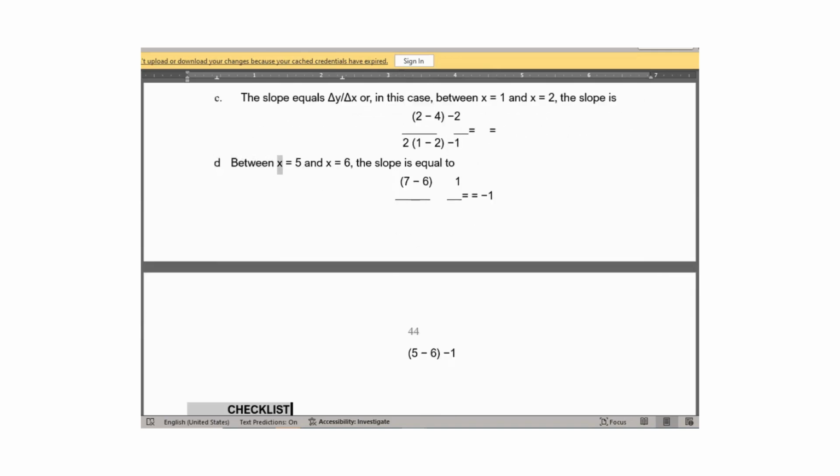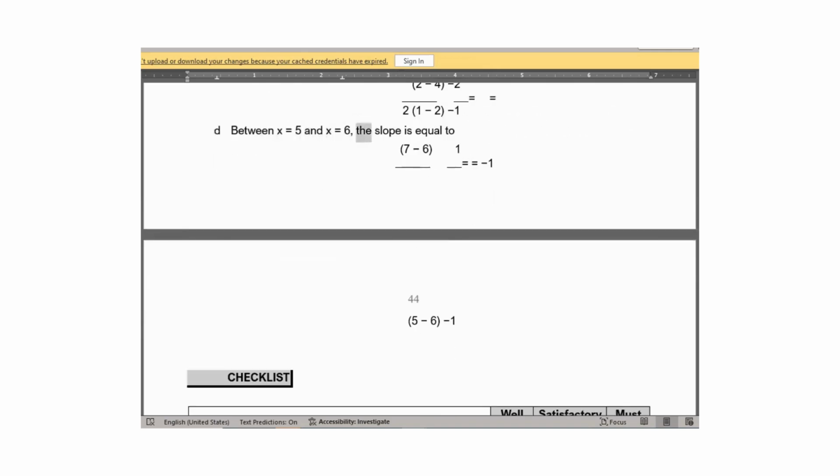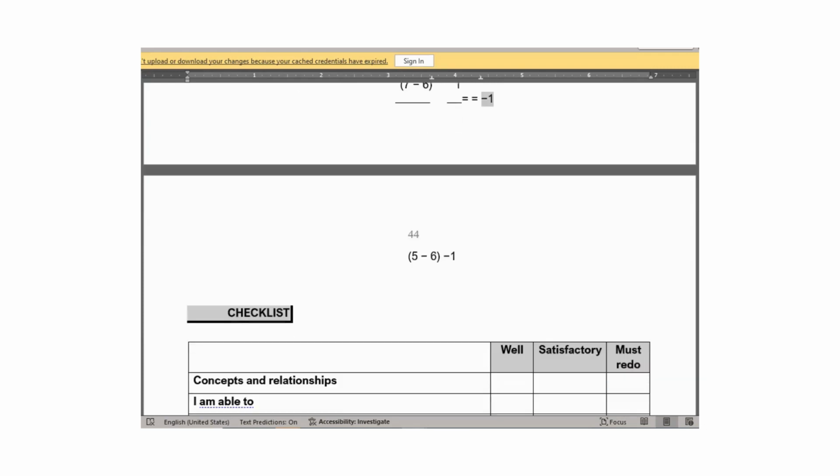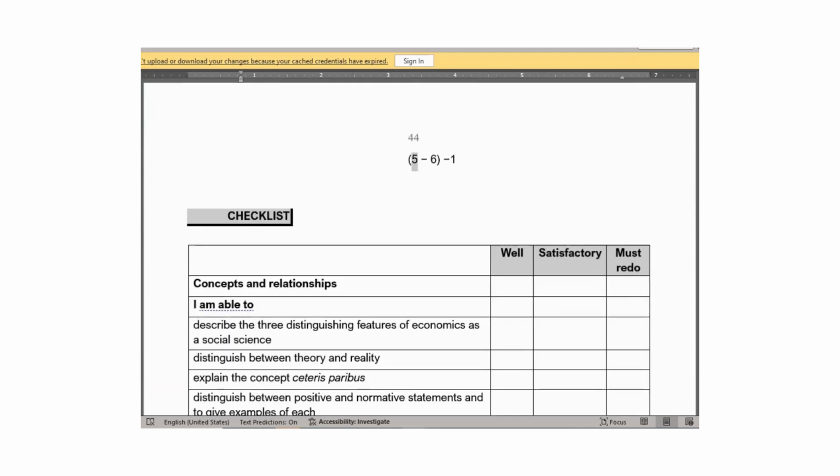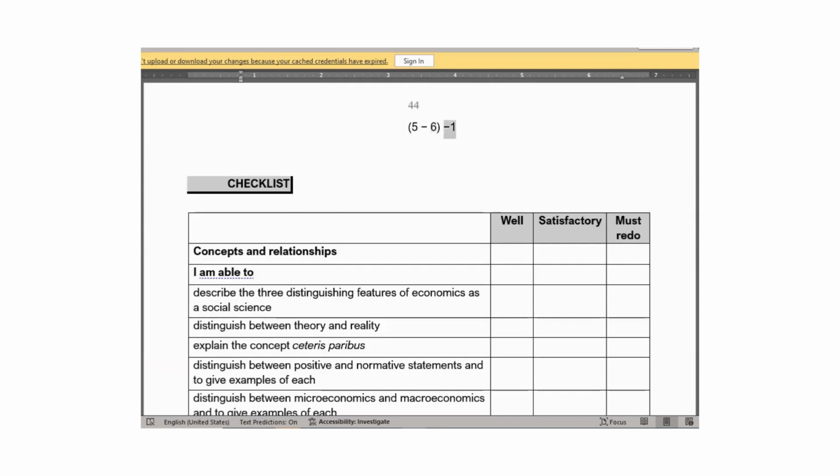D. Between x equals 5 and x equals 6, the slope is equal to 7 minus 6 over 5 minus 6, equals 1 over minus 1, which is minus 1.